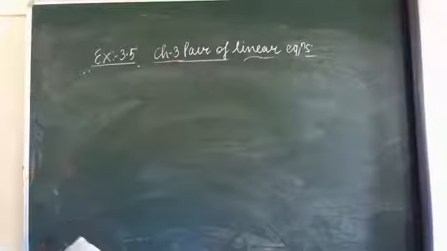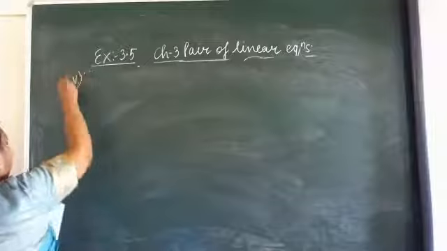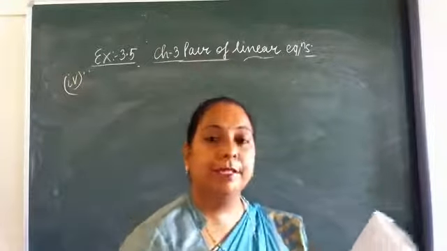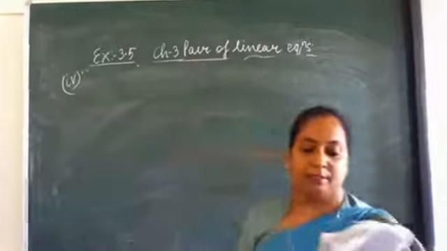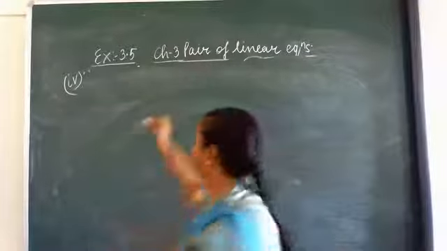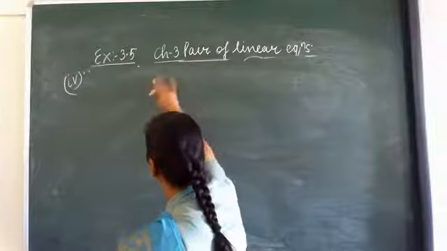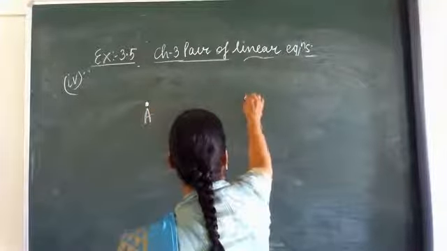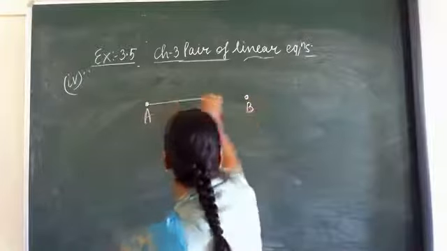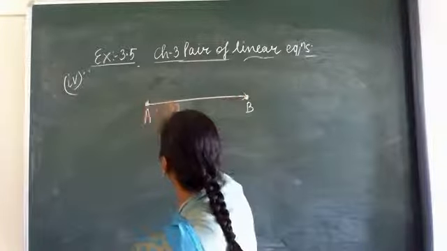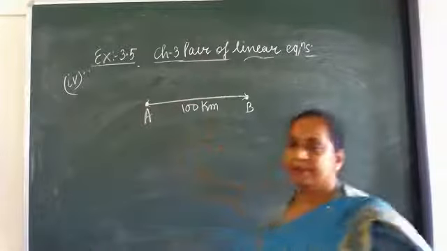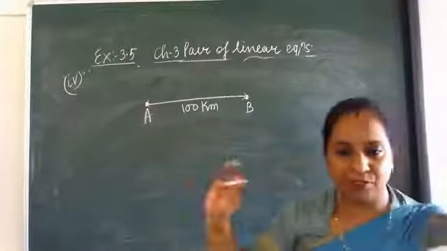Question number 4. Places A and B are 100 kilometers apart on a highway. So this is point A and this is point B, and the distance between these two is 100 kilometers, meaning they are 100 kilometers apart from each other.